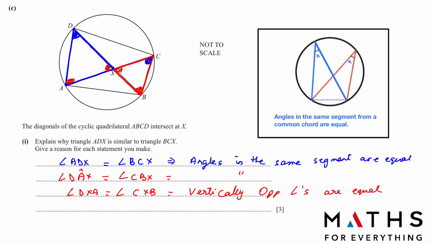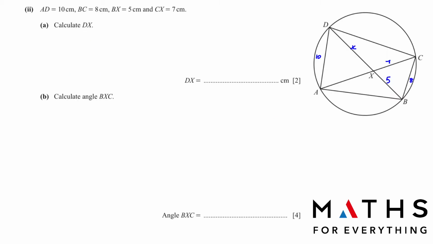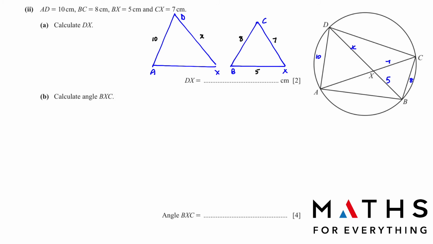I hope you have understood this well. Now in the second part, we have been given the measurements. AD is 10, BC is 8, BX is 5, CX is 7. And now we have to find DX. So you need to know your similar triangles. First, draw them. Draw the two triangles with the corresponding angles. From the previous part, we know that angle D is equal to angle C, angle A is equal to angle B, and X is equal to X. These are the measurements given to us, and this is the line we have to find.